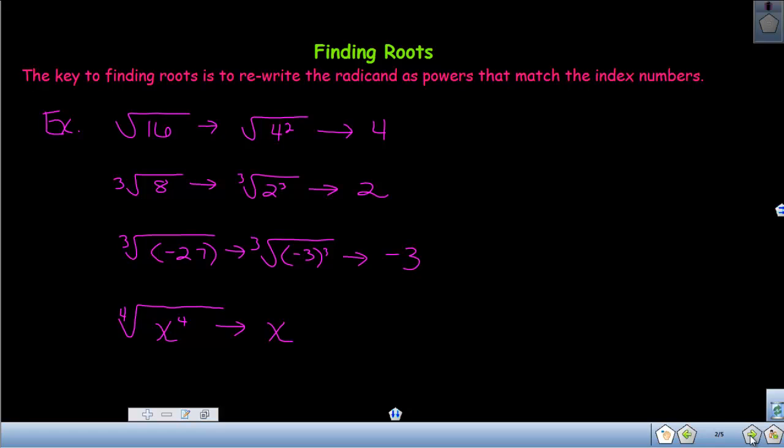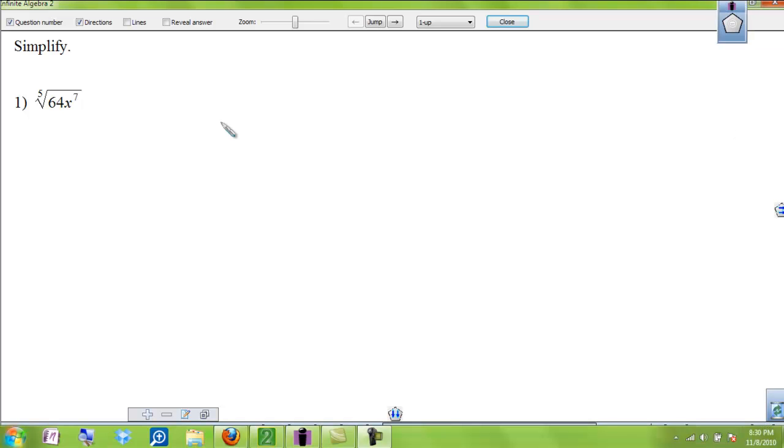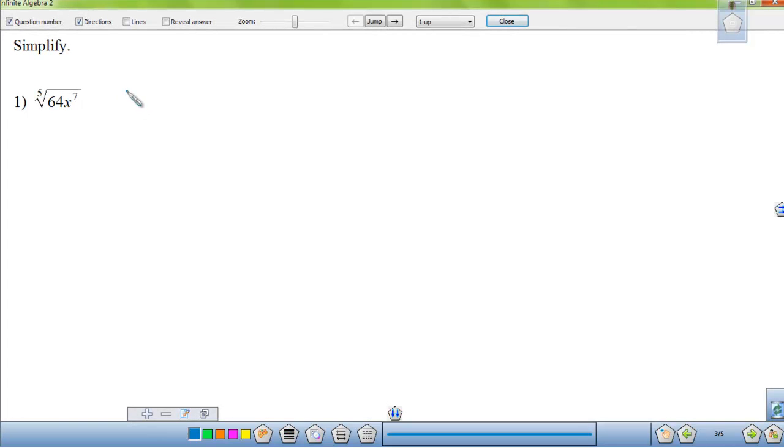Now we're going to look at several examples of how to simplify. In this first example, you see the fifth root of 64x to the 7th. Now this could look very complex, but really I'm going to try and break it down as much as I can so you can understand it. First thing I'm going to do is take that 64 and separate it out from the x to the 7th.